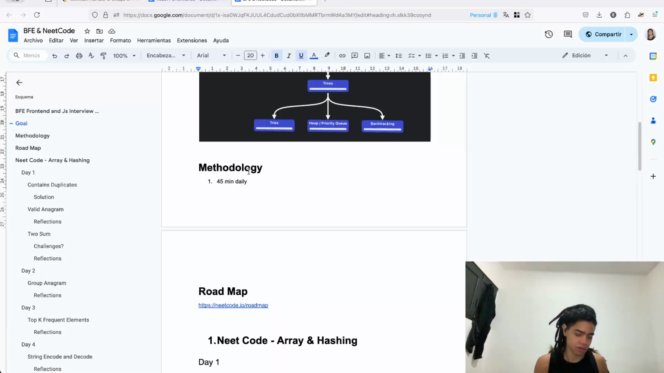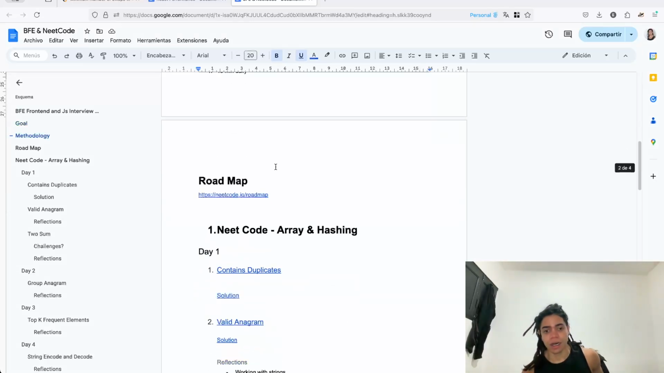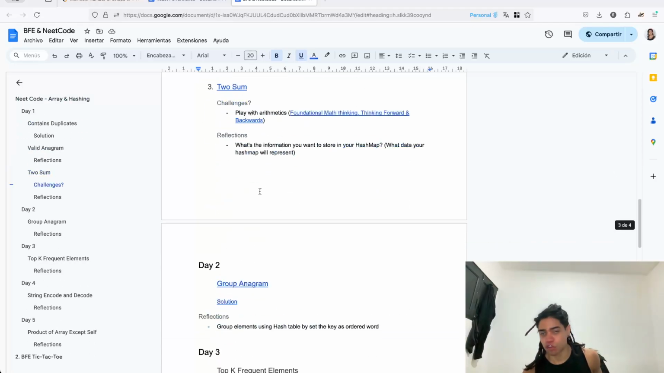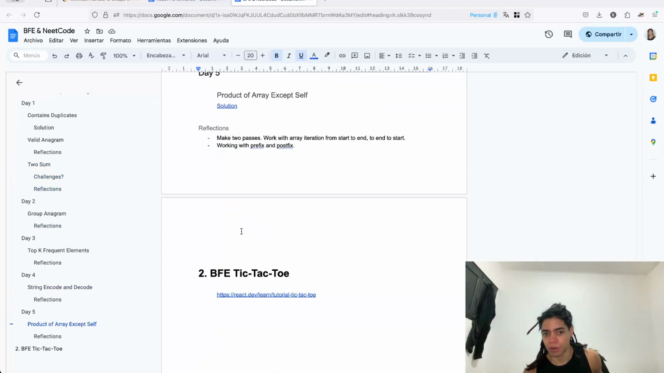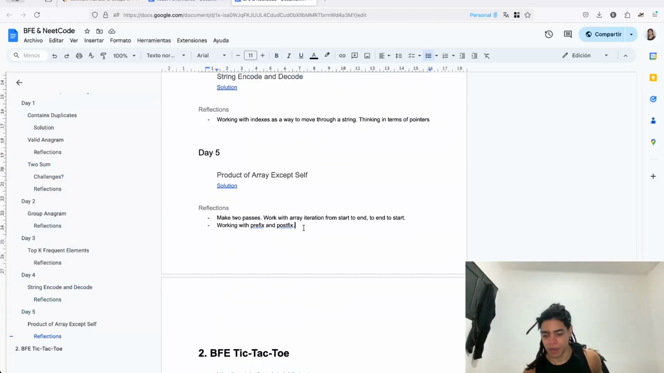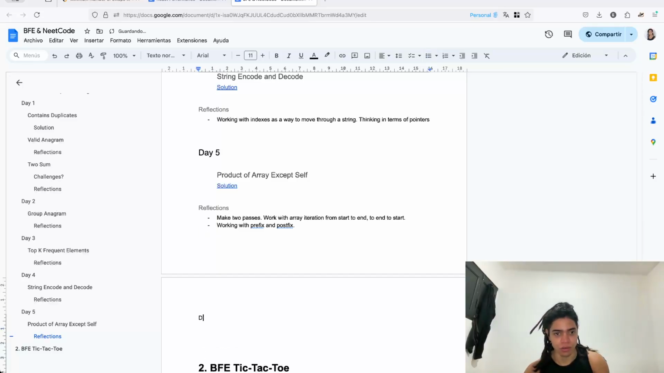And because the methodology here is 45 minutes, the first 10 minutes I'm going to describe what we have done so far, all the different problems that we have solved, what is the value proposition of each one of them, and what is the reflection as well. And lastly, 20 minutes to solve that particular problem, which in today's video is the valid Sudoku. We already have a pretty clear idea of what we need to do.